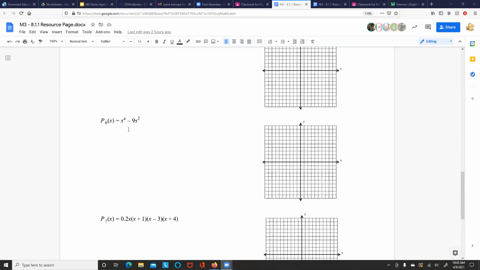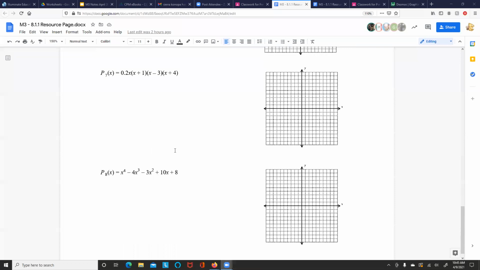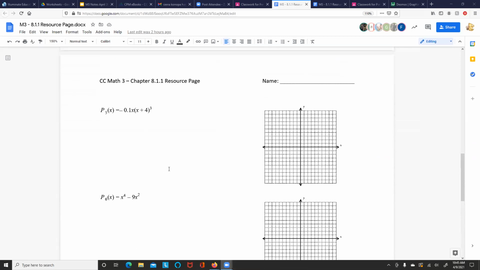Okay, you know what degree it is. This one's in factored form, so you should get a really good graph of this one. This one is not in factored form, and it's got like 5 terms, so you're not going to be able to factor this, I don't think. We could do factor by grouping, but that's not going to work because there's 5 terms, not 4. So this one you might need to use Desmos or a graphing calculator for. This is the only one that you should use Desmos or a graphing calculator for, but the other ones you should not.